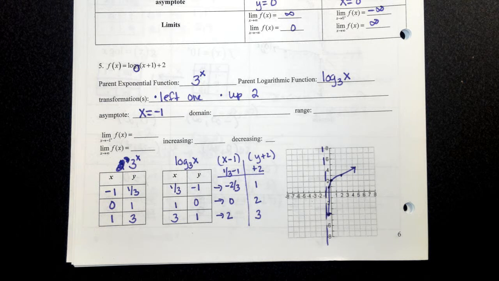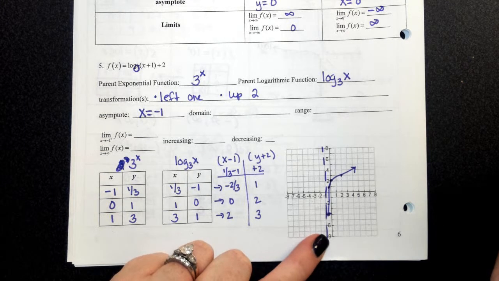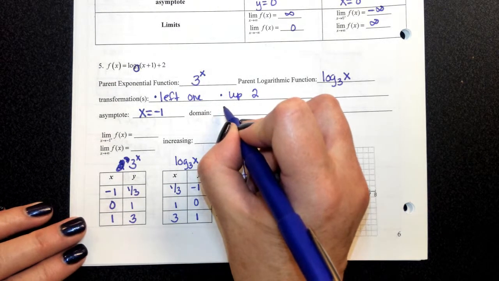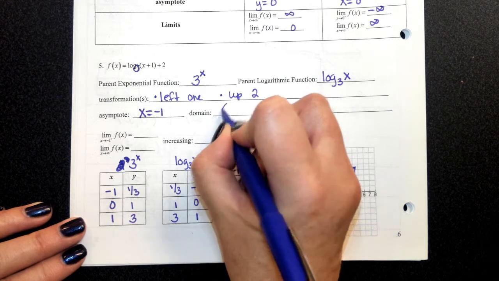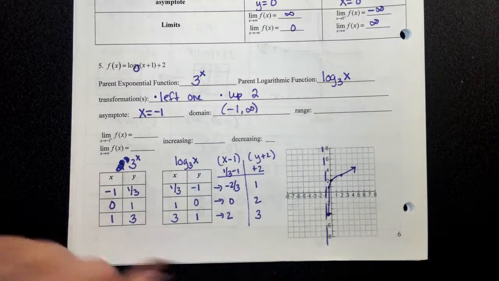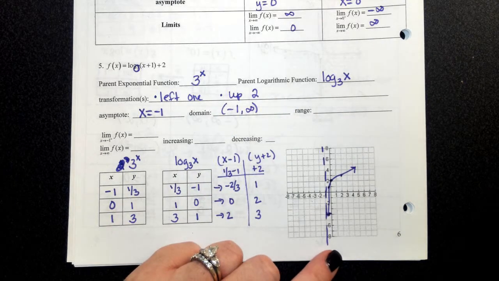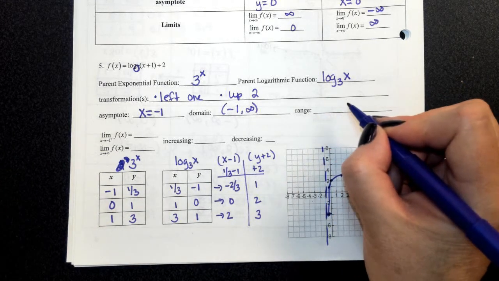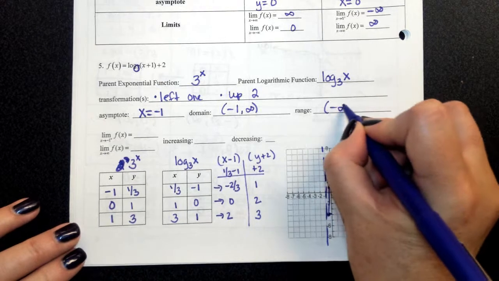Now what's the domain of this log curve going to be? Take a look at the graph that we just did. The domain's going to be what? -1 to infinity. Do I put a bracket or a parenthesis before -1? Parenthesis. What's the range going to be? The range will be all real numbers.